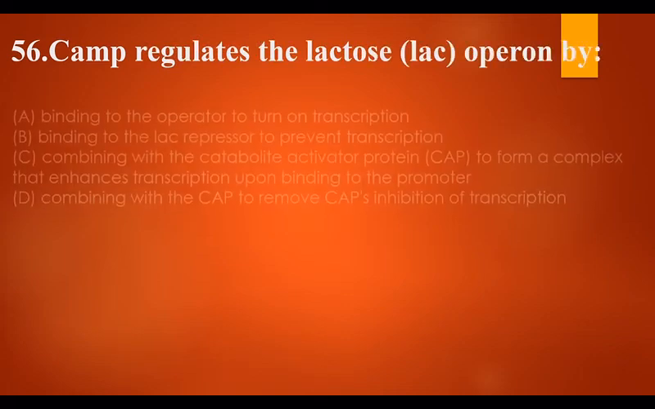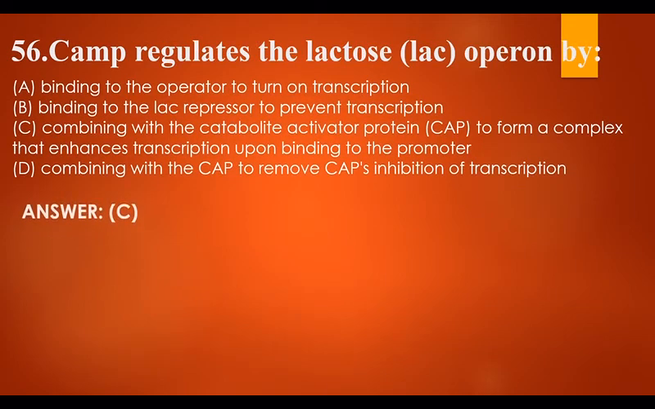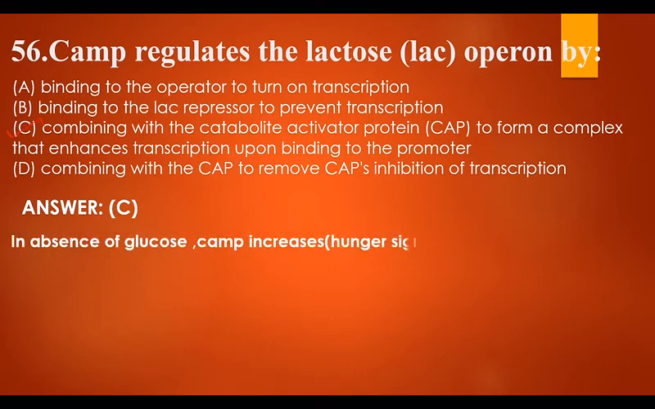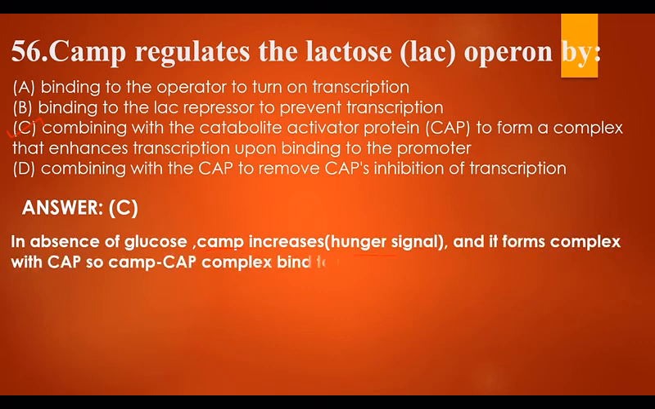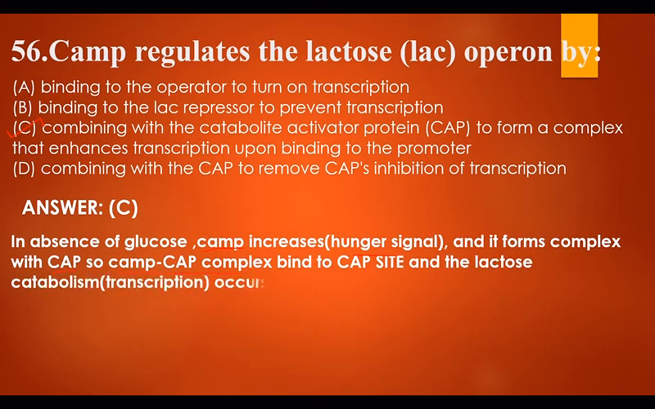Next question, cAMP regulates the lactose operon by... these are the options. The answer is C. In the absence of glucose, the cAMP increases, that is, cAMP is the hunger signal and it forms a complex with the CAP. So the cAMP-CAP complex forms and binds to the CAP site of the gene. And what happens? Lactose catabolism, that is transcription, occurs faster.